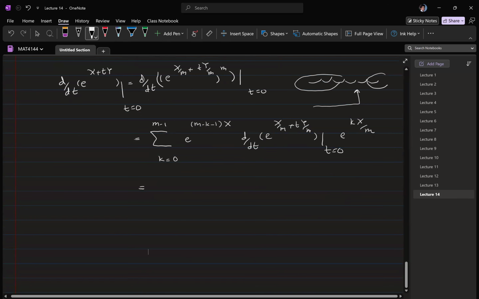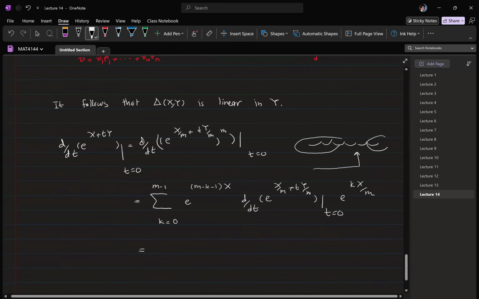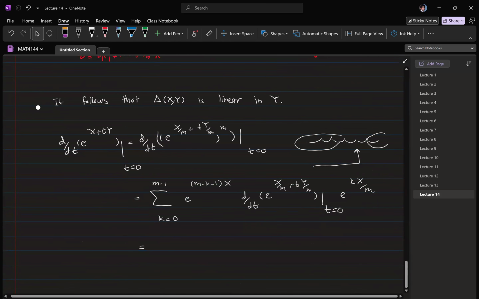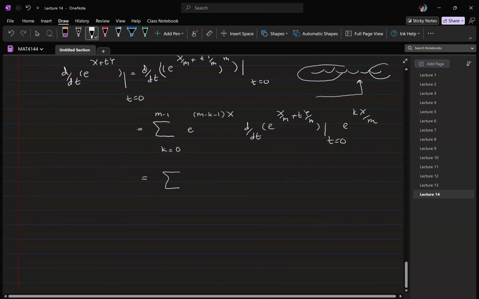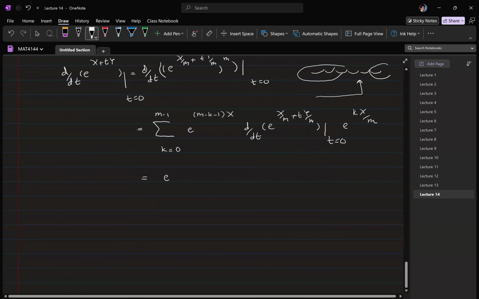Okay? Now, what is this middle term in terms of what I had here? So here I had this delta xy defined as such, and that middle term is going to be just delta x over m, y over m, right? So what I get is sigma. Well, here I also have an e to the (m minus 1)x that can be factored out. So let's factor this out. So e to the (m minus 1)x. Should I divide by m? I think I missed the division by m, sorry. Yeah, okay.